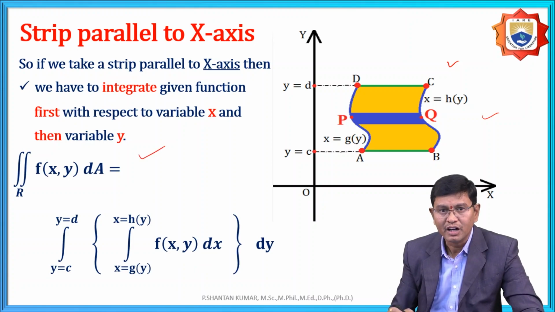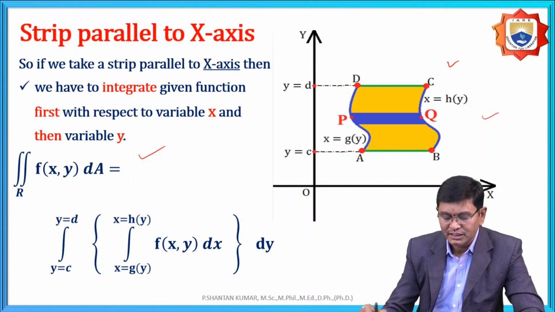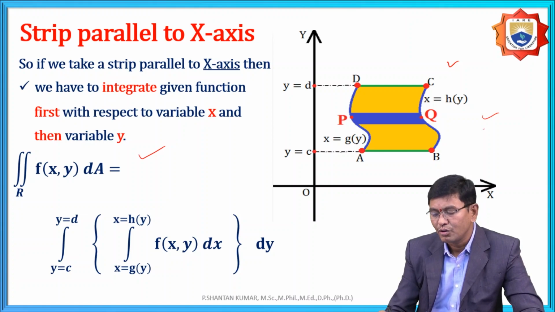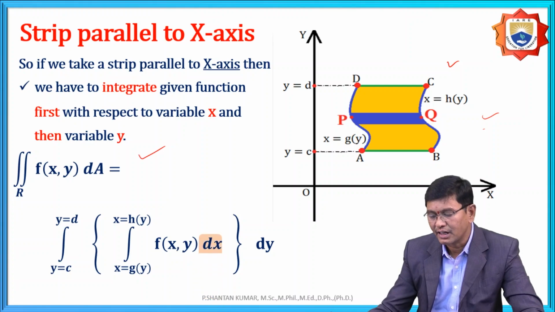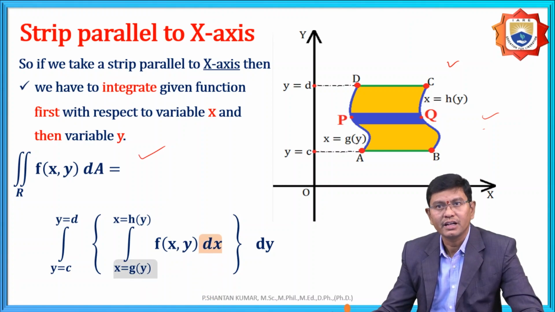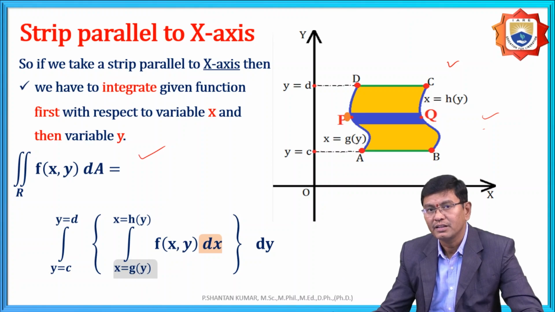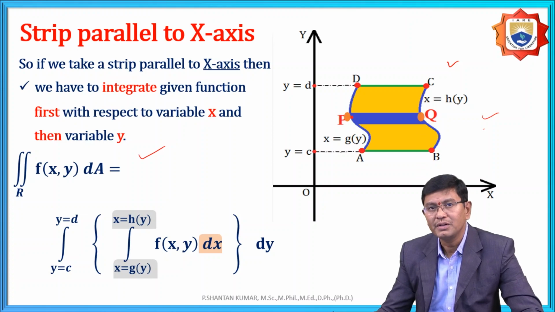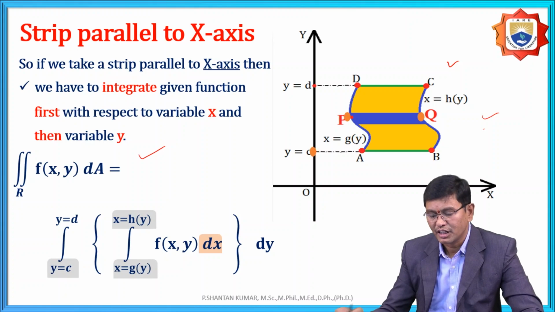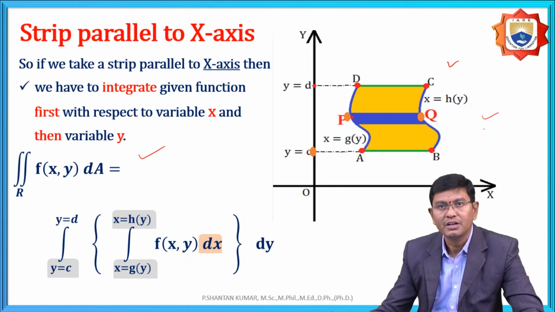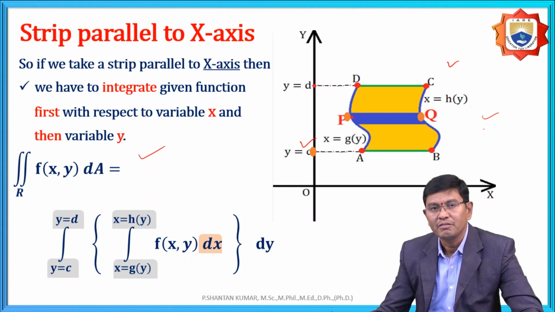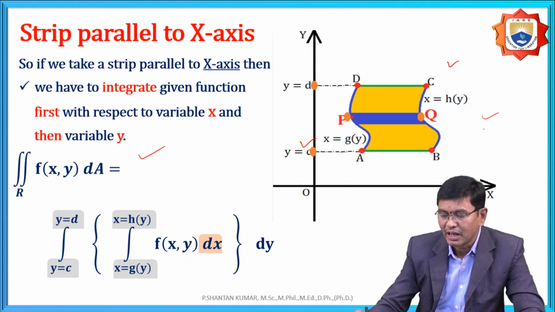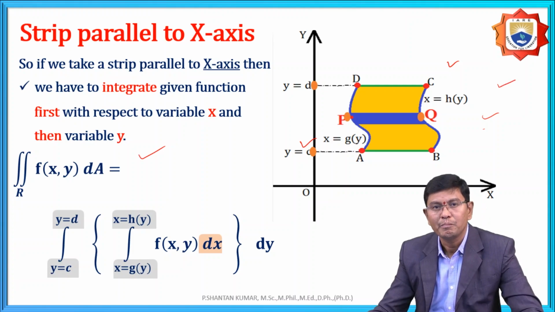According to parallel to the x-axis, the x limits, with respect to dx and dy, have the lower limit p and the outer limit q. Similarly, the y limits are from y equal to c as the lower limit to y equal to d as the upper limit. Based upon this, we need to find the solution under parallel to the x-axis. We already discussed this in the previous session.